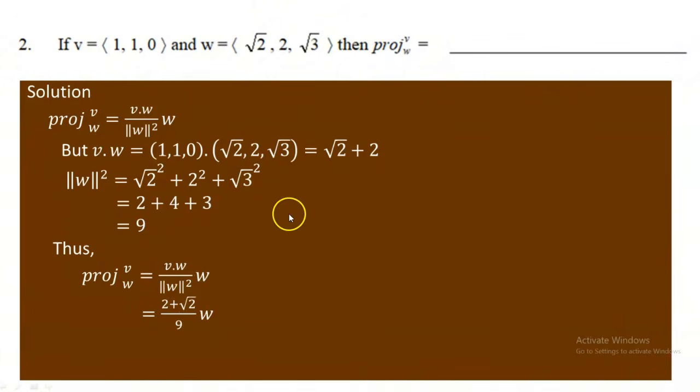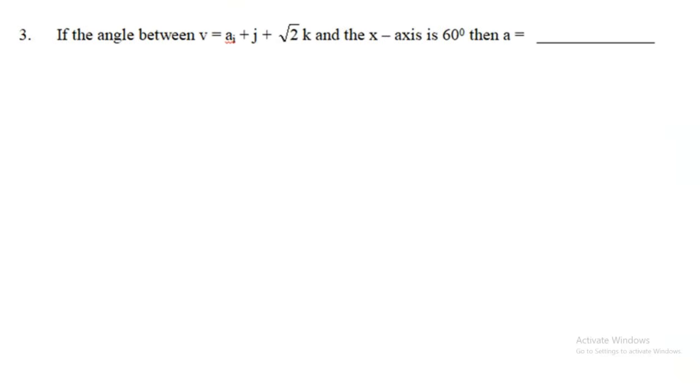So you simply take W, radical 2, 2 radical 3 in place of W, and you finally have this expression as you see. And up next is question number 3. And question number 3 says the following, okay? You are given a certain vector V having components A, 1, radical 2.